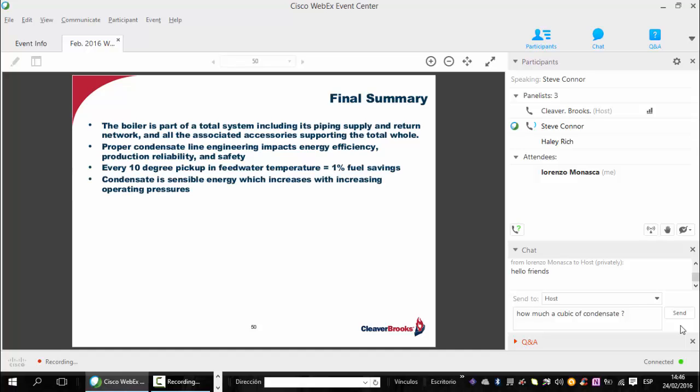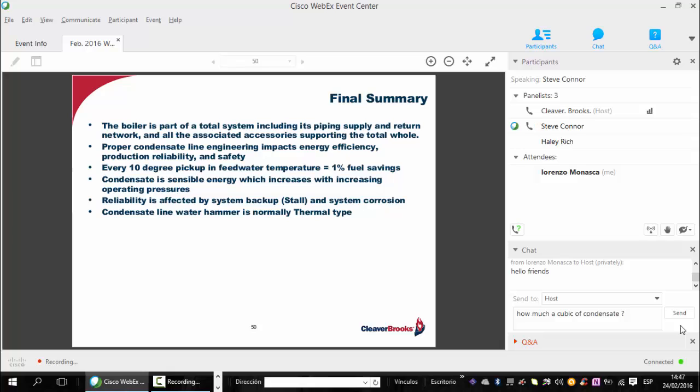Condensate is sensible energy, which increases with increasing operating pressure, as I mentioned. Reliability is affected by system backup or stall and system corrosion. Remember, backing up into that heat exchanger, you're going to reduce heat transfer. The heat transfer coefficient is reduced. The amount of product going through is not heated properly. Lots of problems. And then the other thing is corrosion. Get rid of that air in that system.